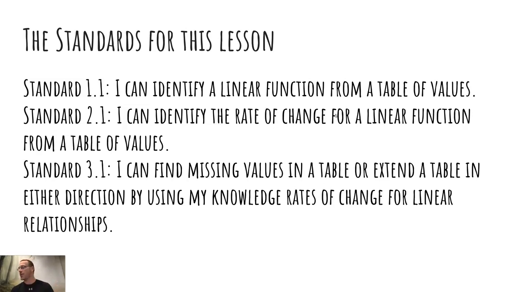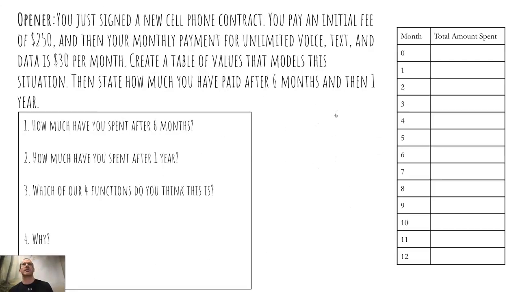Now the next thing on your notes is the opener. This is one of those times where we want you to pause the video and try to answer these questions and do this work. I will read it first. You just signed a new cell phone contract. You pay an initial fee of $250, and then your monthly payment for unlimited voice, text, and data is $30 per month. Create a table of values that models this situation, then state how much you've paid after 6 months, and then 1 year. So what I'd like you to do right now is pause the video.